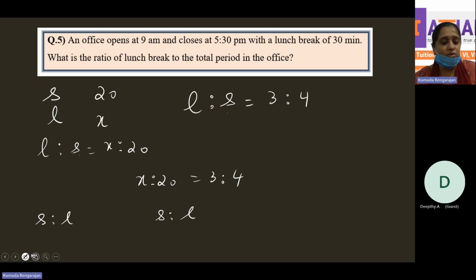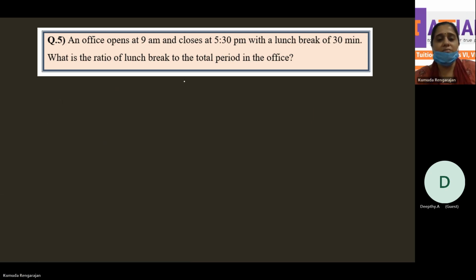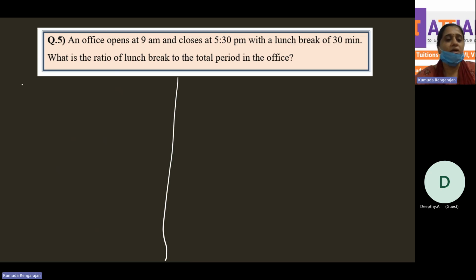We'll do it both ways. See here, I'll tell you both the methods. This is one. How many small classrooms? 20. How many large classrooms? X. What is the ratio you get here? Small to large, 20:X.